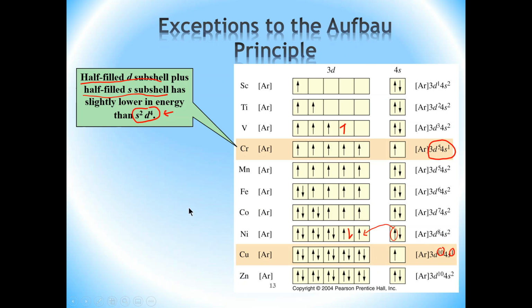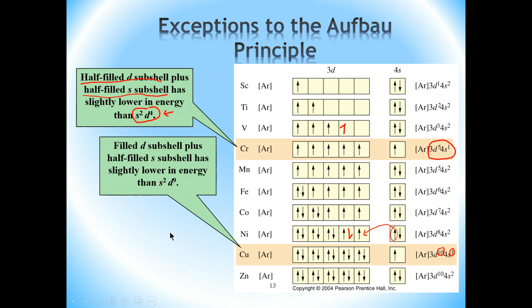And again, there's a long story behind this in terms of the reason why. Again, we just simply have to summarize here. And the reason why, in summary, is that the half-filled d sublevel, plus the half-filled s sublevel, is of a slightly lower energy compared to the arrangement where the d sublevel has 9 electrons and the s sublevel has 2 electrons, all right? So those are the exceptions that you'll notice when you go from scandium to zinc.